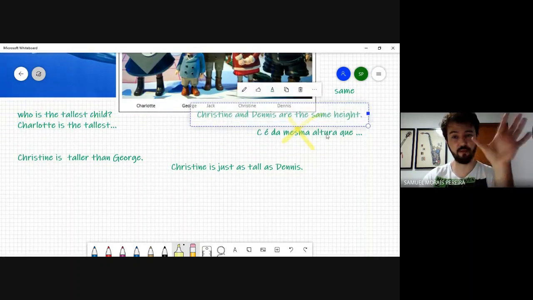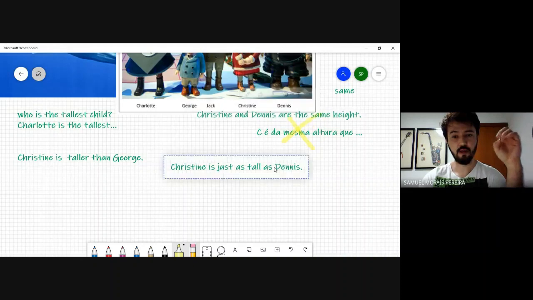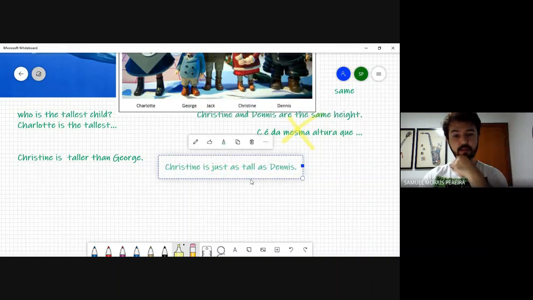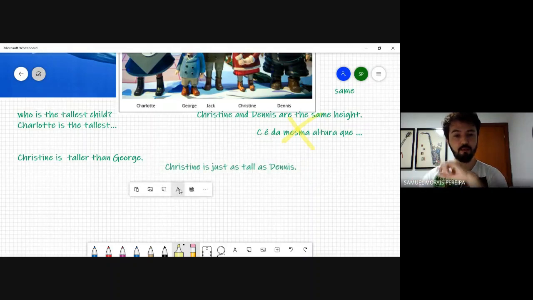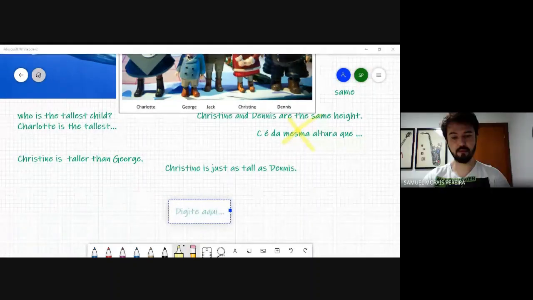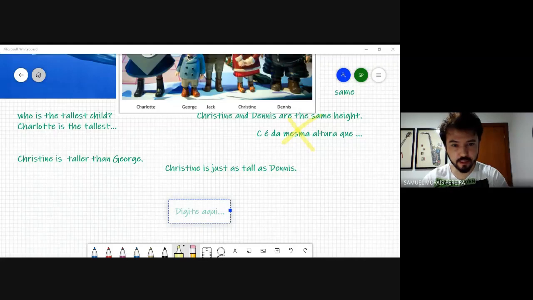frase aqui, né? É o mais próximo que você tem do português. But in English, they say like this, ó. Christine is just as tall as Dennis, ok? Então, por exemplo, ó, quer ver? Just a moment. I'm gonna show you another picture, okay, guys? Now, take a look at this. Deixa eu ver aqui. Ó, take a look at this picture here.